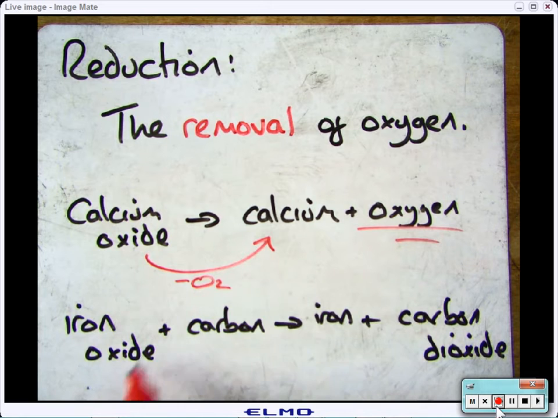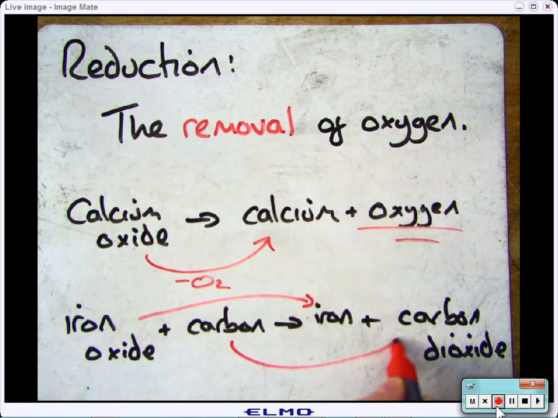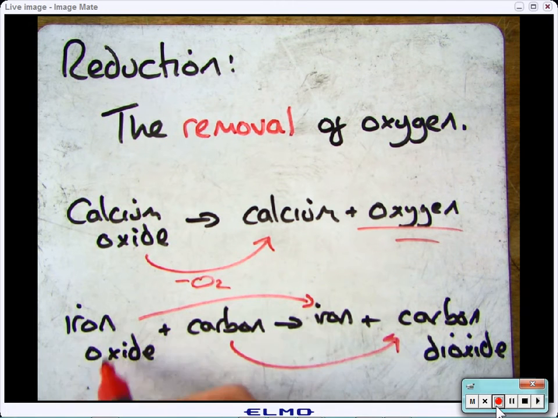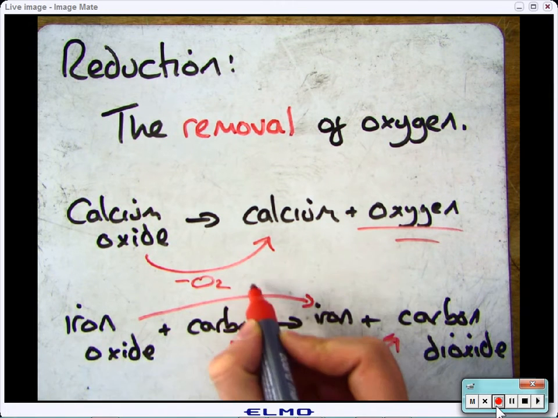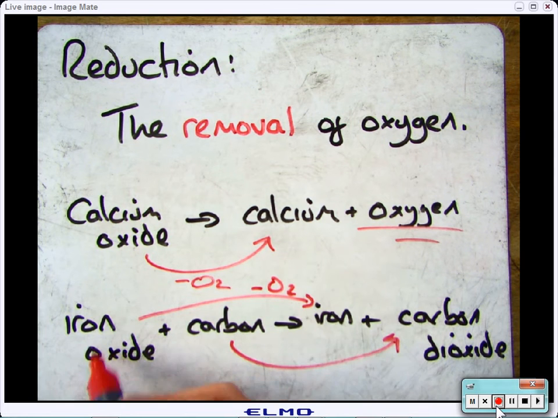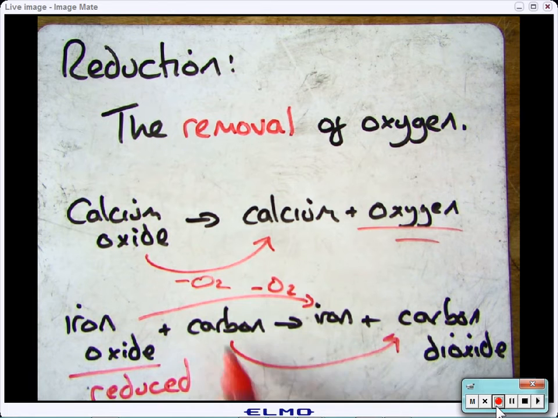And down here again, iron oxide has become iron and carbon has become carbon dioxide. So the iron oxide has lost the oxygen, therefore the iron oxide is reduced, and the carbon has added the oxygen, so the carbon has been oxidized.